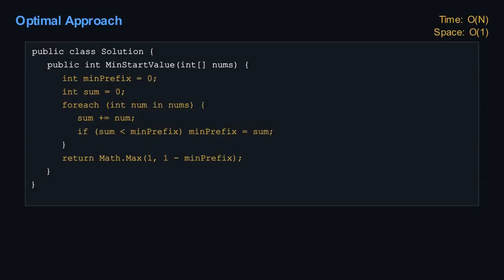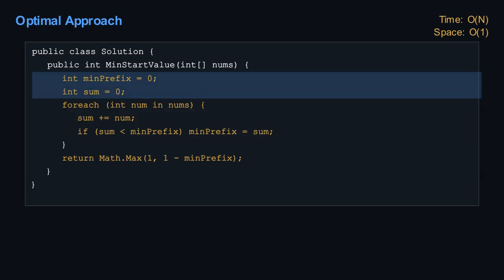The key insight here is that we only care about the lowest point our running sum reaches. If we ensure that this minimum running sum, plus our starting value, is at least 1, then all other sums will also be valid. So, instead of testing start values, we can calculate the running sum of the array elements directly, tracking the minimum value this sum ever achieves. Let's call this minimum running sum min_prefix.